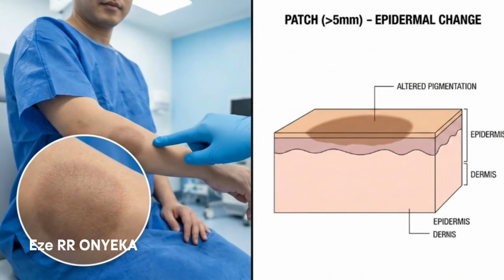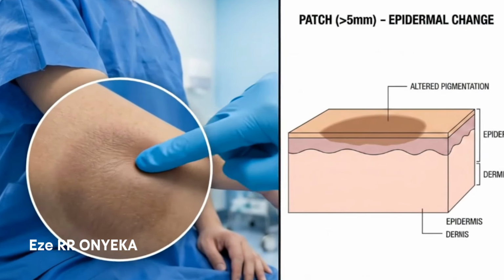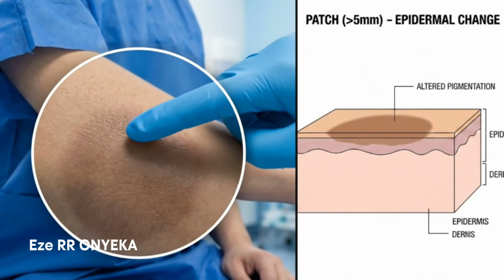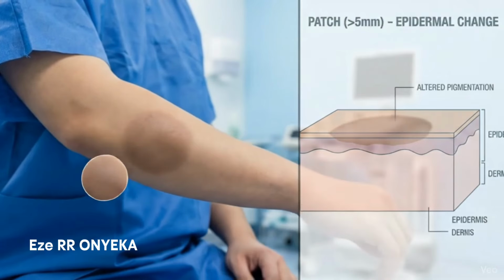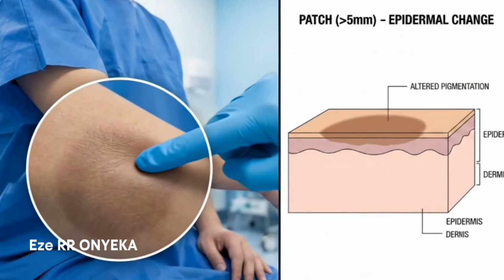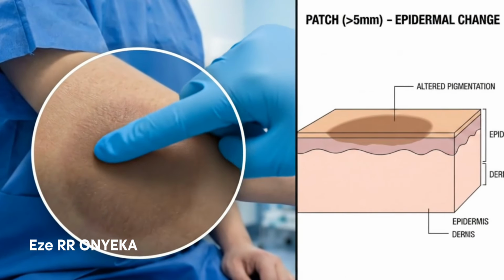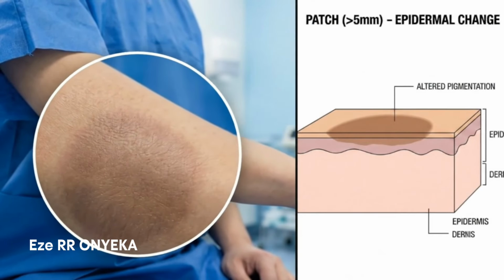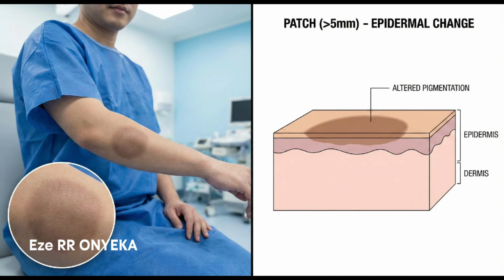A patch is essentially a large macule, flat and non-palpable. It has the following key features. A patch is usually larger than 5 mm, often extending over several centimeters. It remains flat and cannot be felt when touched. The color may be brown, red, blue, or hyperpigmented, similar to macules, and the surface is usually smooth, though some patches may have slight scaling.